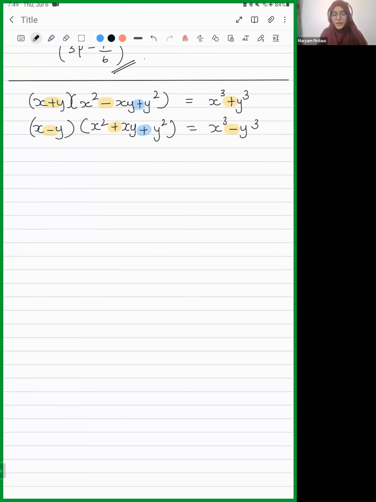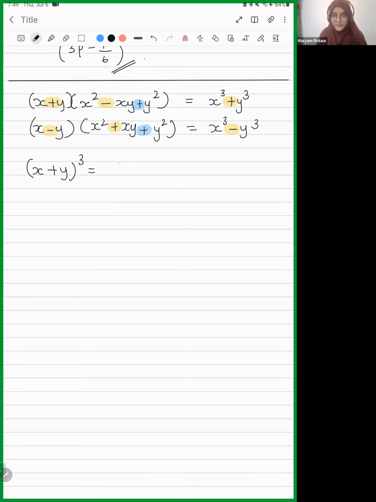Okay. See, it's not like a rule that you have to change the sign. It's just a pattern that I was asking you to observe. If you open this, or let's do it like this. Tell me, what is the identity for x plus y whole cube? What is the identity? I'm asking you, Abdul Rahman. It's okay. You can look at your notebook and tell me. Look at your book, notebook, whatever.